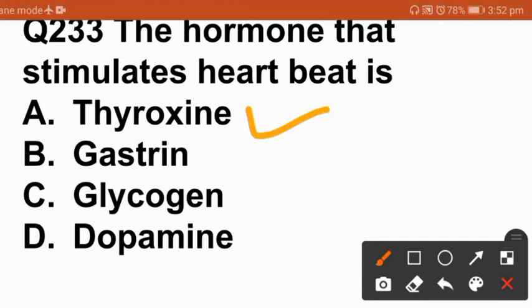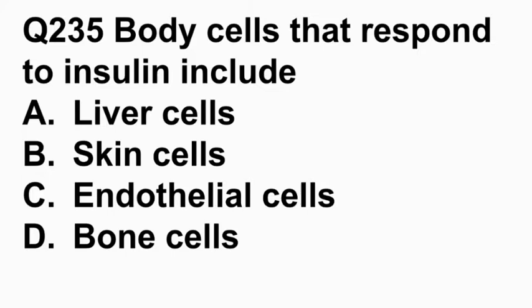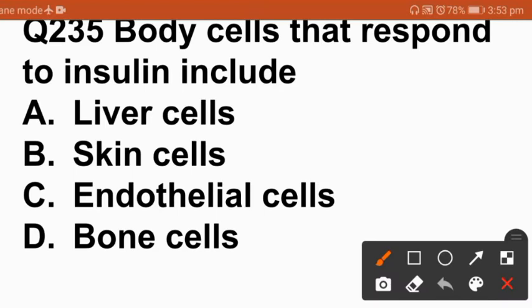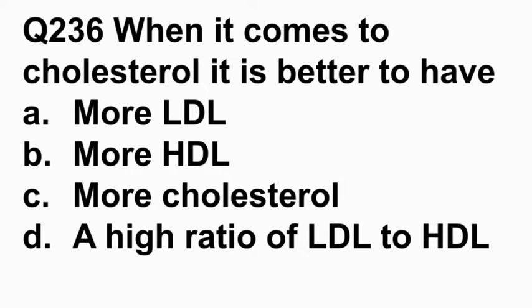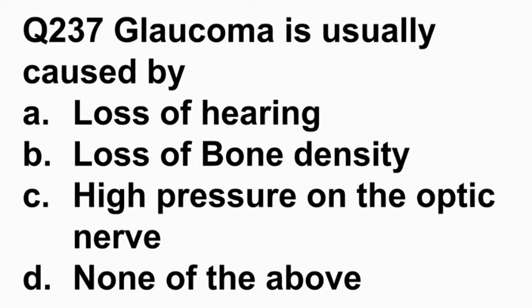The organs of the urinary system are D. All of the above. Body cells that respond to insulin include A. Liver cells. When it comes to cholesterol, it is better to have B. More HDL. Glaucoma is usually caused by C. High pressure on the optic nerve.